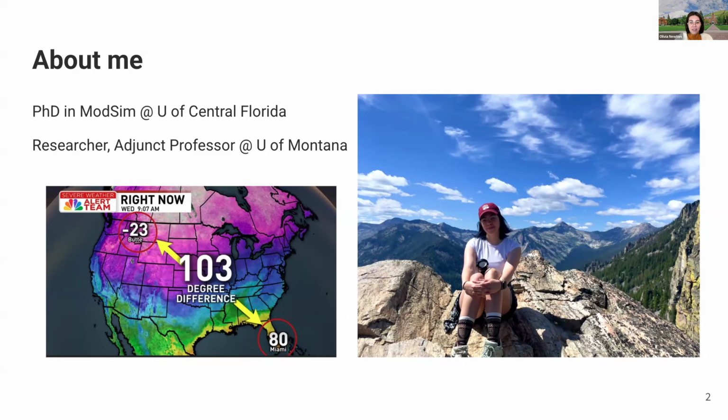UM is located at the intersection of five major mountain ranges in the Rocky Mountains. So here's a picture of me hiking one of those ranges, the Bitterroot Mountains, which also provide a nice view of the Sapphire Mountains. Needless to say, it was a big change going from Florida to Montana.